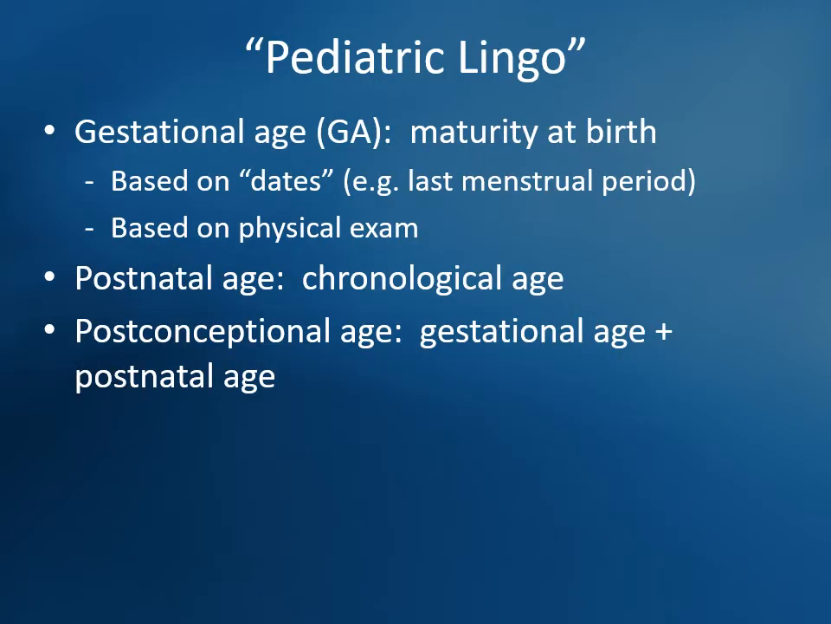And so some of the things we'll talk about here are just some of the general lingo. So we mentioned gestational age. What does that mean? Yeah, how long they were cooking for, right? So how long they were in mom. The postnatal age, which is basically what? Chronological age, right? They came out, and then there's a post-conceptional age, so basically it's both put together.